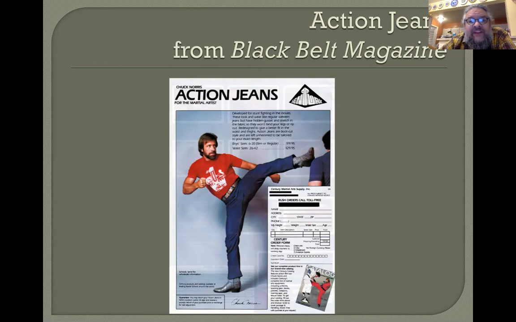Developed for stunt fighting in the movies. These look and wear like regular Western jeans, but have hidden gusset and stretch in the fabric so they won't bind your legs or rip out. Right in the middle there in the crotch, there's a little extra fabric. So you can kick that guy in the face and not worry about splitting your pants. Sweet. We have the price. $19.99 for kid sizes, $29.99 for adult sizes. That seems kind of pricey for jeans back in the early 80s when this ad comes from. But it is what it is.